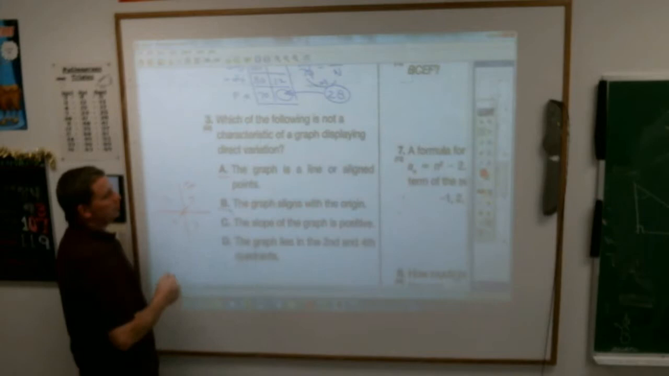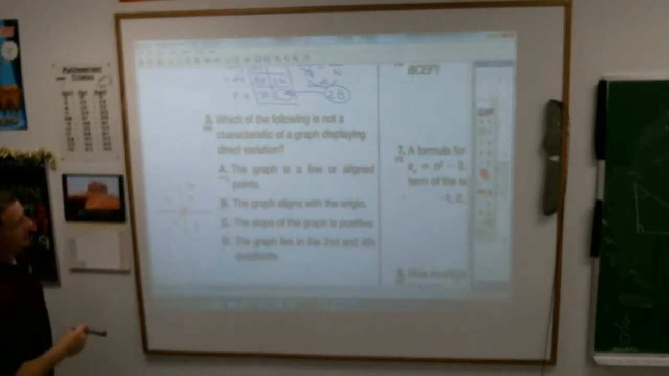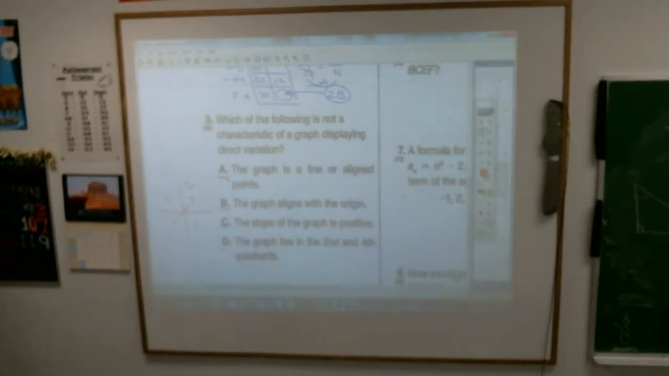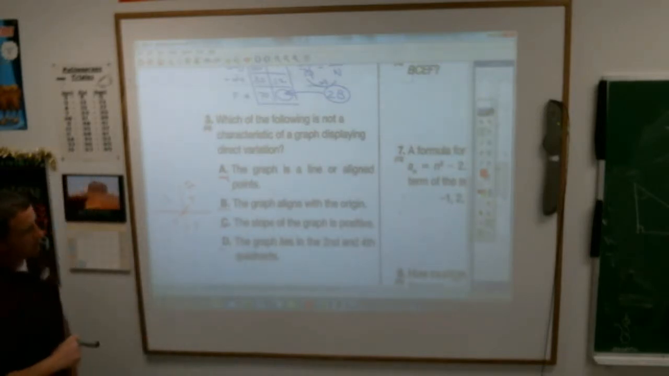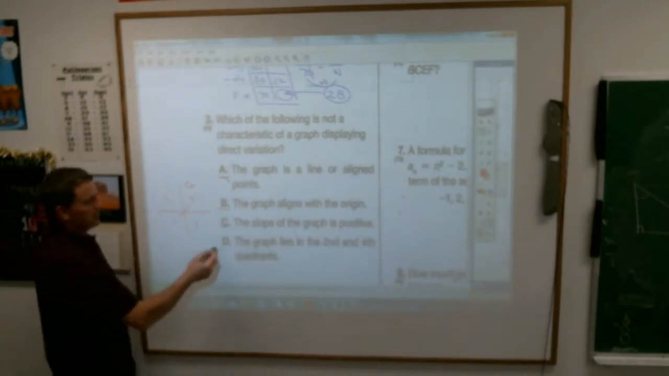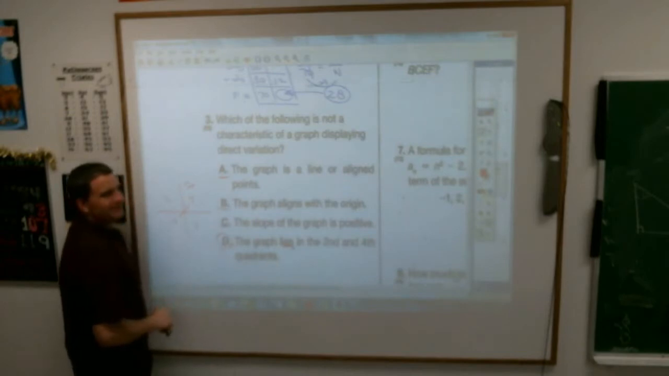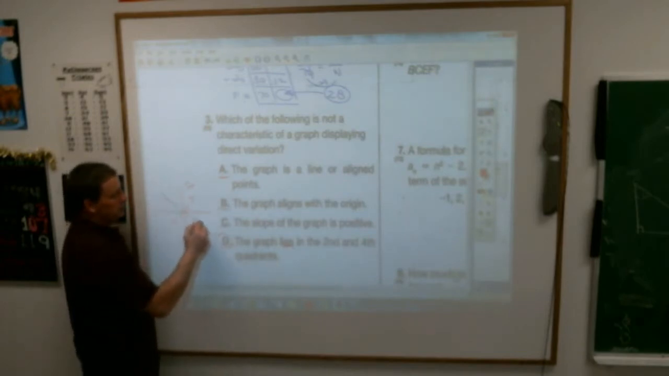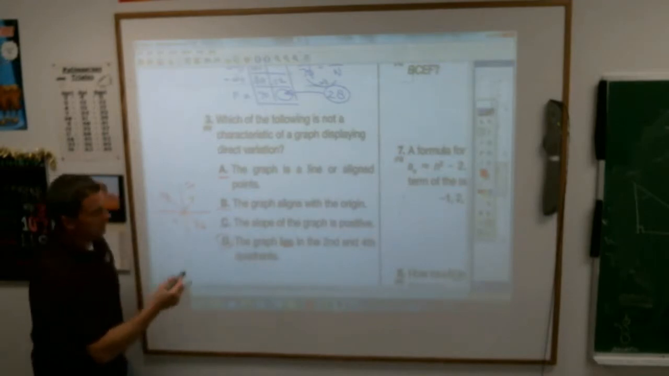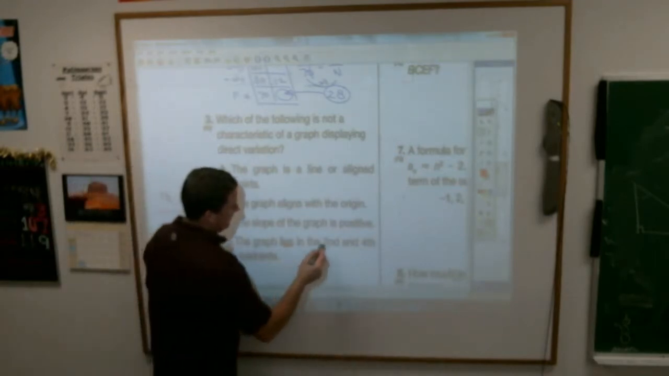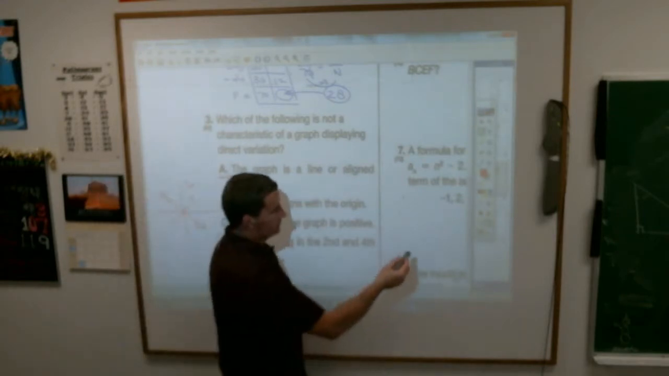Does the graph align with the, which ones? Which one is not a characteristic? Which one could be, but which one is not? What was the answer? Now why is it? Because this one said it had to lie. Okay, that's not true. It could. It could do this. It doesn't have to, no. This is the key there. It does not have to.